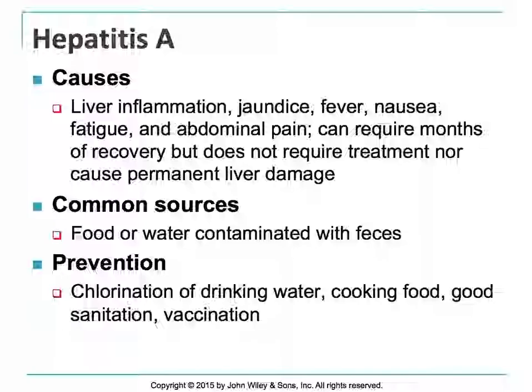Hepatitis A causes liver inflammation, jaundice, fever, nausea, fatigue, and abdominal pain. It can require months of recovery but does not require treatment nor cause permanent liver damage. Common sources of Hep A include food or water contaminated with feces. So this is something as simple as food service personnel washing their hands after using the bathroom before going back to preparing food. Not washing their hands could result in hepatitis A contamination of the food they're preparing. Prevention: chlorination of drinking water, cooking food, good sanitation, and vaccination.